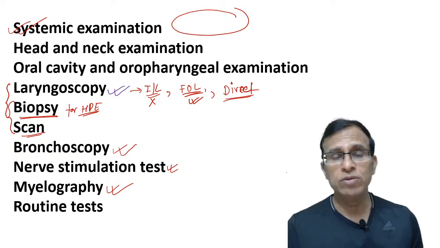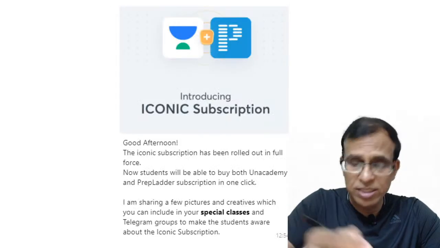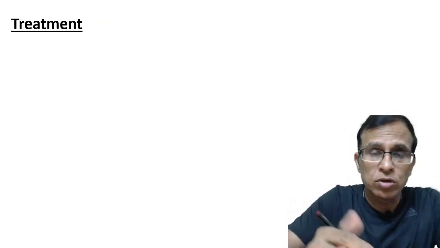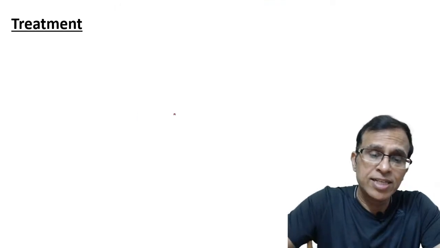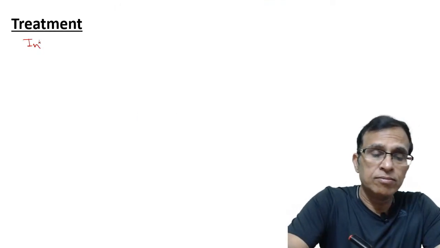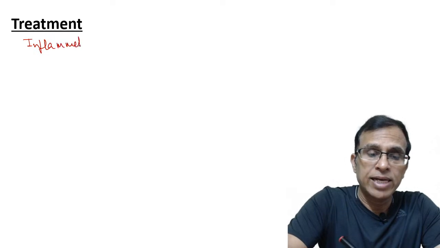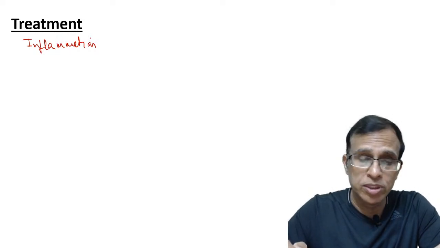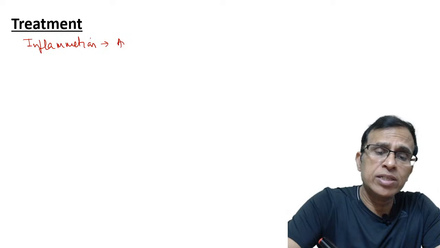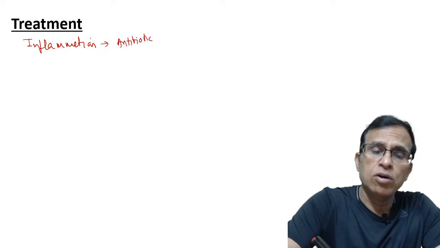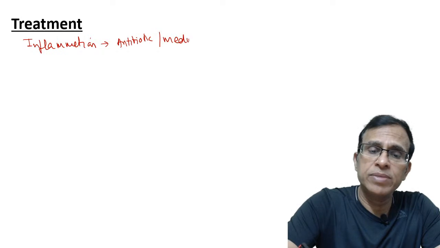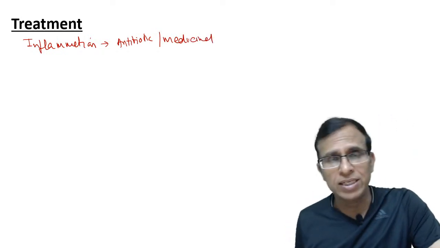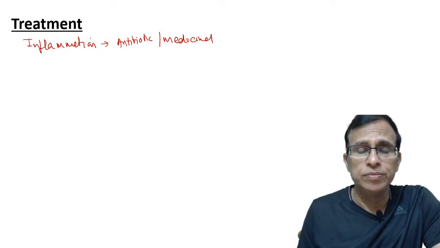And once you have established the diagnosis, then of course you have to treat the patient. Now, in the treatment of laryngeal diseases, the treatment will depend on the final diagnosis. Let's take one by one. If they are inflammatory diseases like epiglottitis or croup or tuberculosis, then usually you have to give antibiotics, or you can say medicinal treatment. They are all medicinal treatment, along with antibiotics, symptomatic treatment, and maybe steroids are very commonly used.